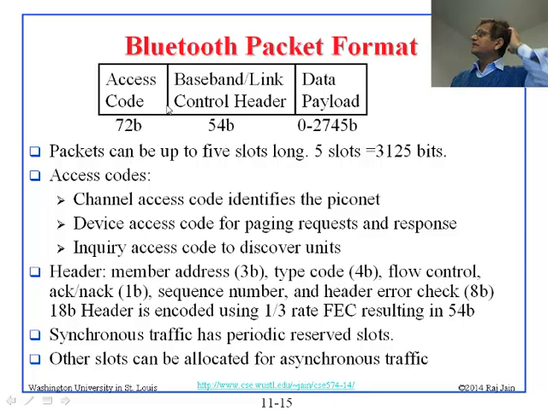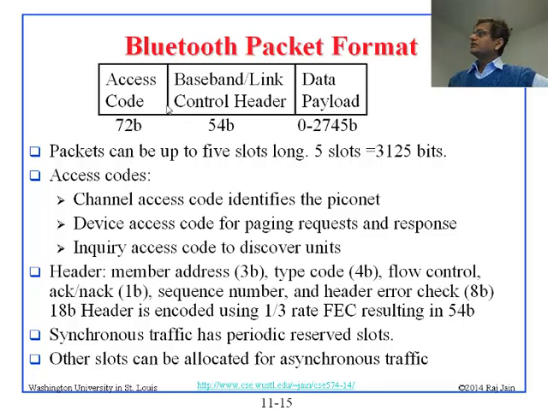So this is the total 3125-bit packet if it is 5 slots long, and then the first 72 bits are the access code, 54 bits are the header, and then the rest is payload. Obviously all of this will fit in 1 slot also if the payload was not very big.